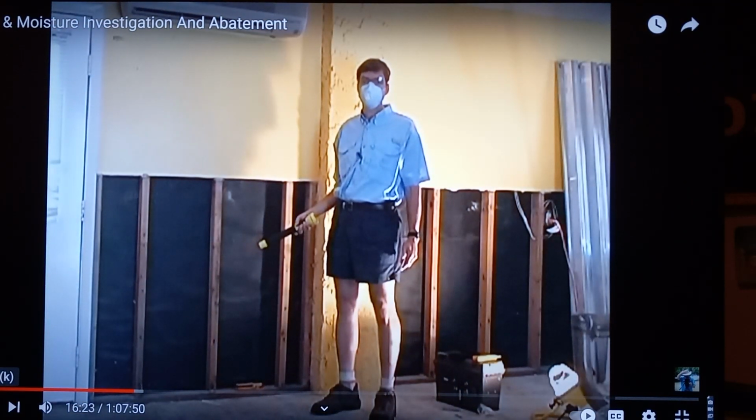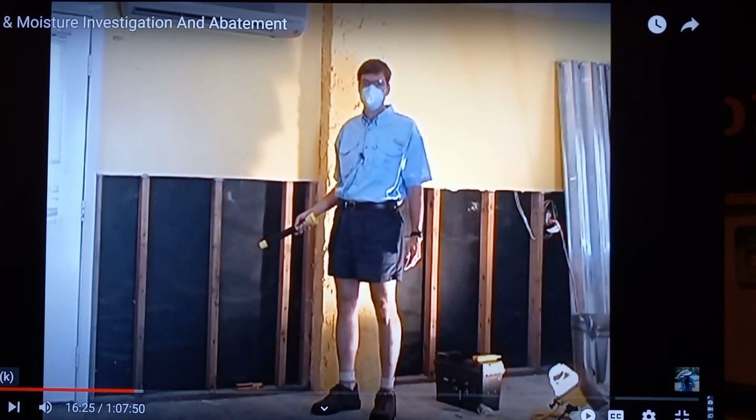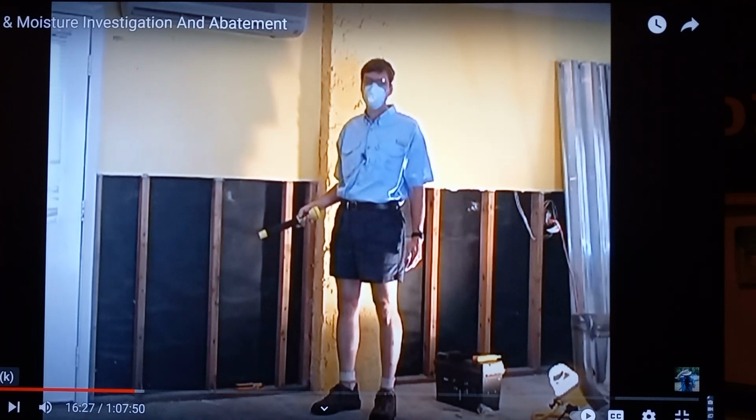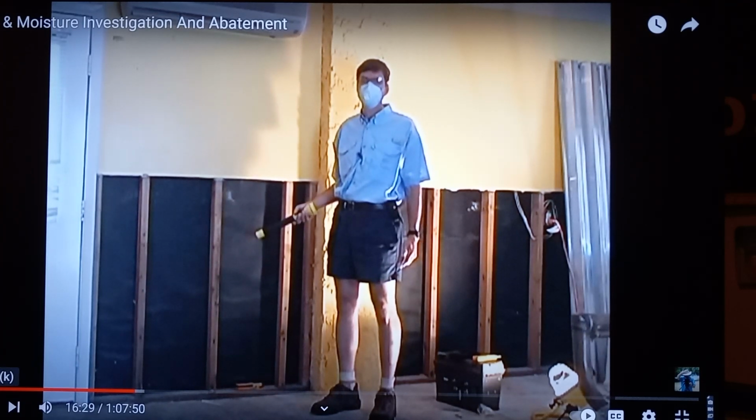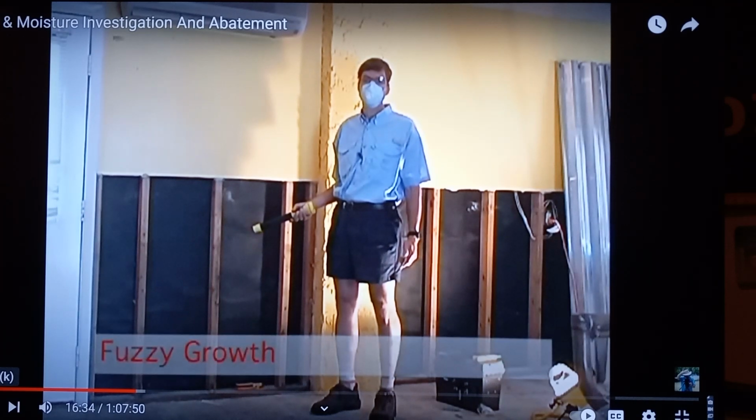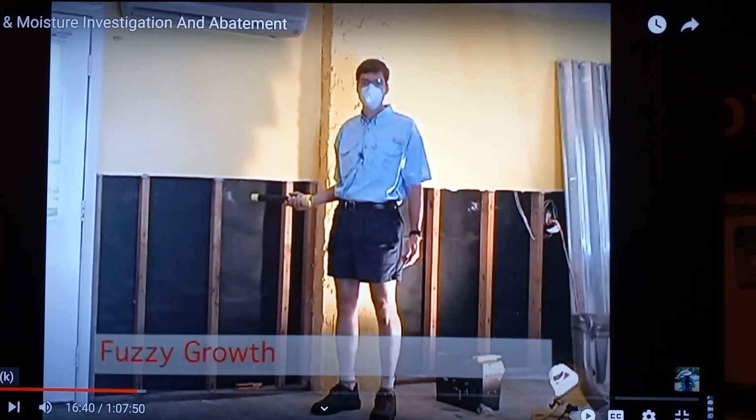During an investigation, we're looking for visible mold growth. These would be irregular patterns, discoloration, fuzzy, blemished areas, the water staining that may be mold growth that's not visible.